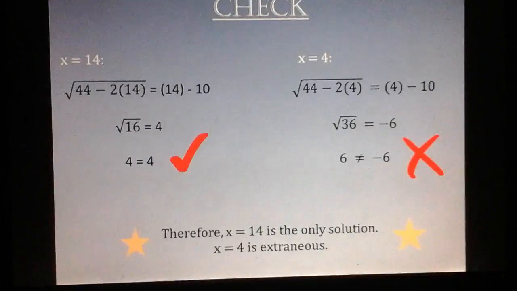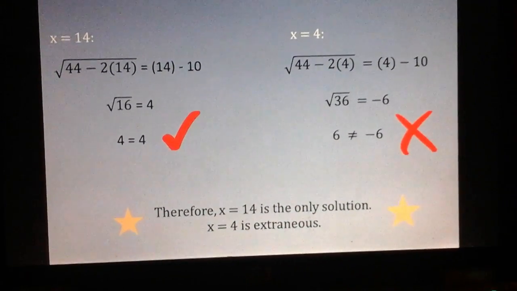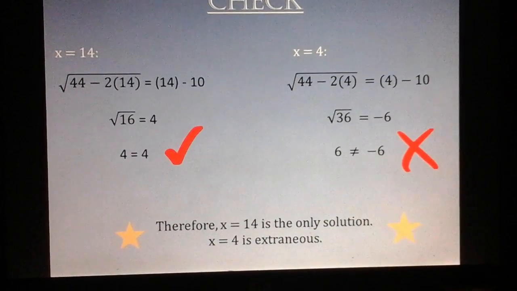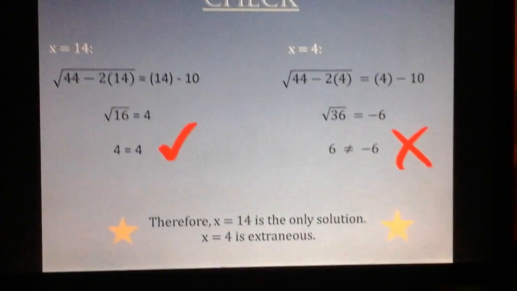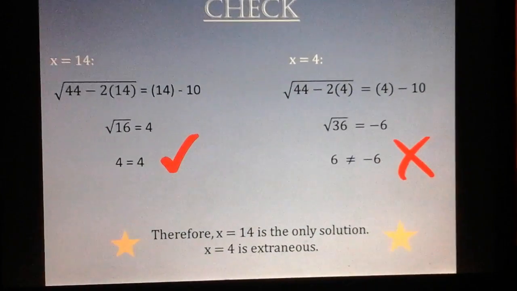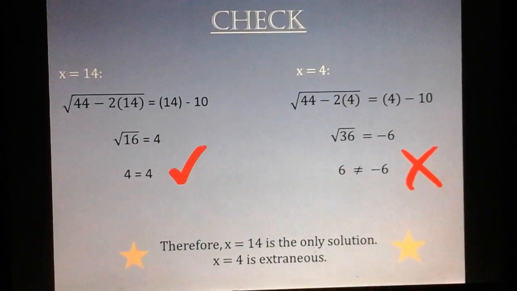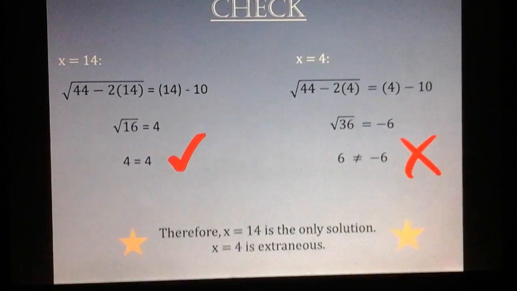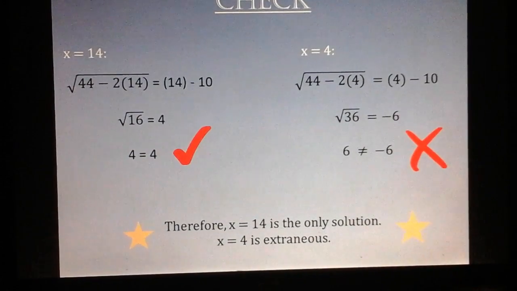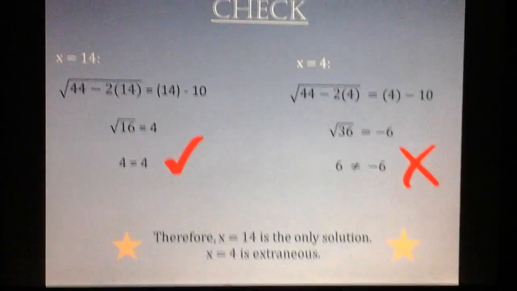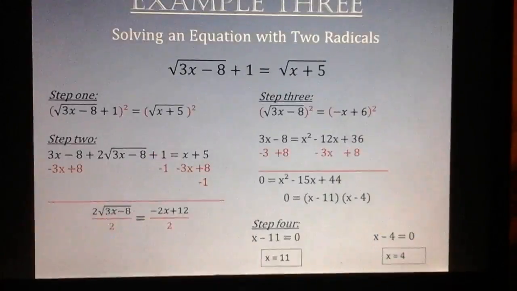To check to see which is extraneous, you would just plug x back into the original equation. So radical 44 minus 2 times 14 equals 14 minus 10. So you'd get radical 16 equals 4, and 4 equals 4. So that's definitely a solution. Then you would check the other solution, x equals 4. You would put that back into the equation, and you would get radical 36 equals negative 6, but 6 does not equal negative 6. So therefore x equals 14 is the only solution, and x equals 4 is extraneous.